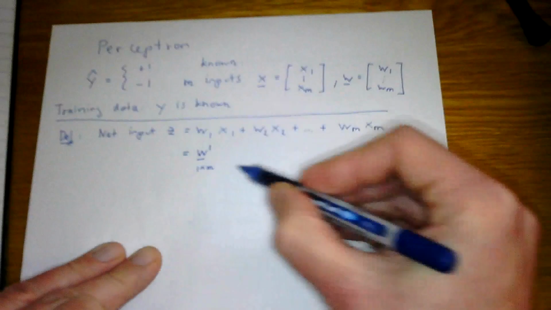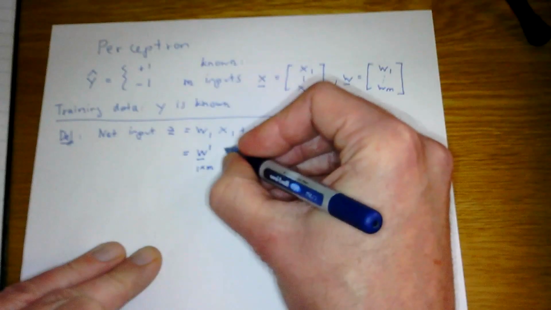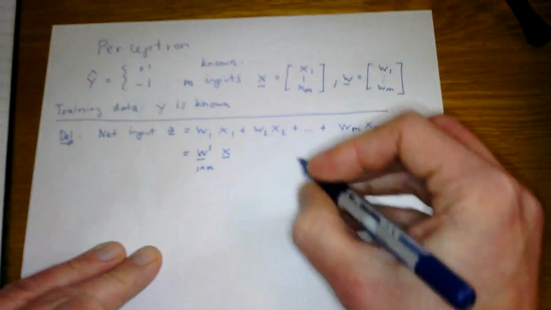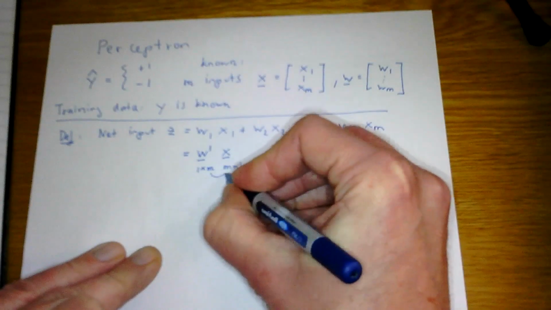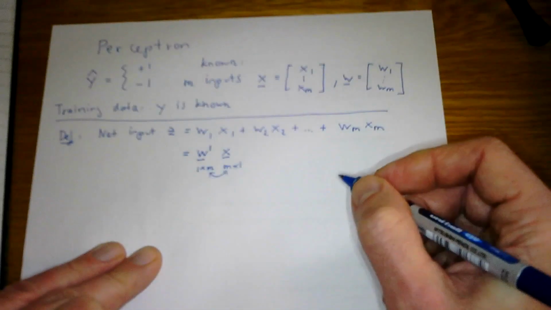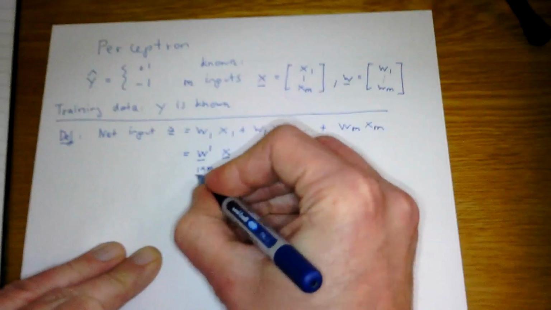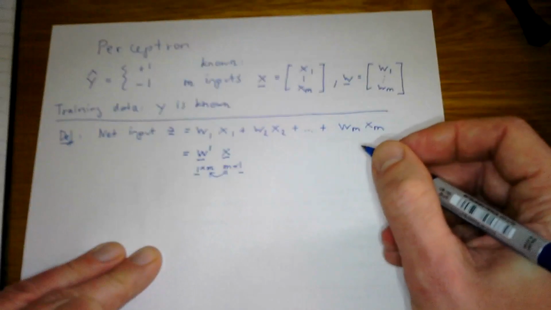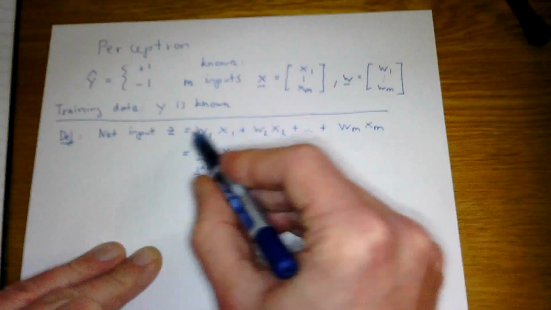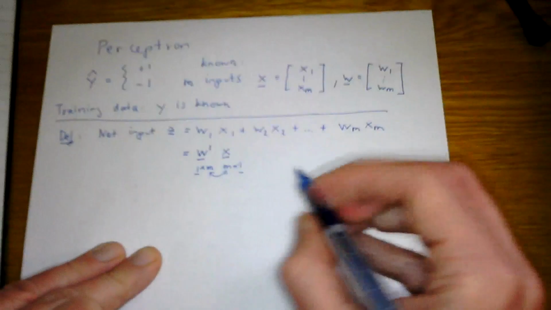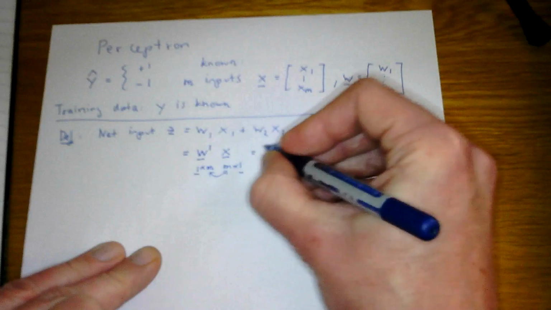So you have one row, you have m columns, times the x vector, which is m times 1. You see these dimensions match, so the outcome will be 1 times 1, which is of course a scalar, which is my net input. It is exactly the same as what you see on the first line. Another way of writing this is to use the dot product.